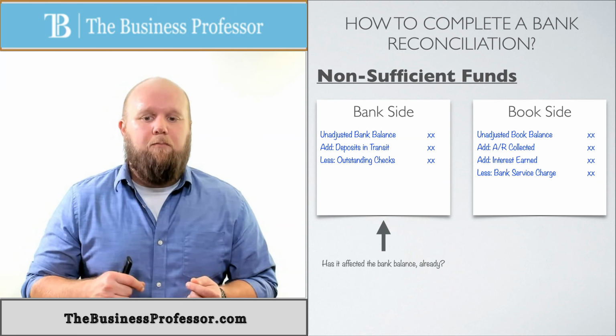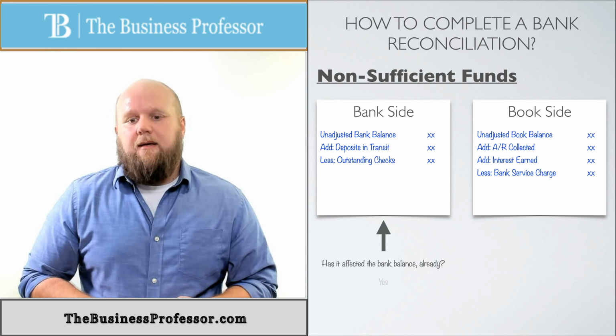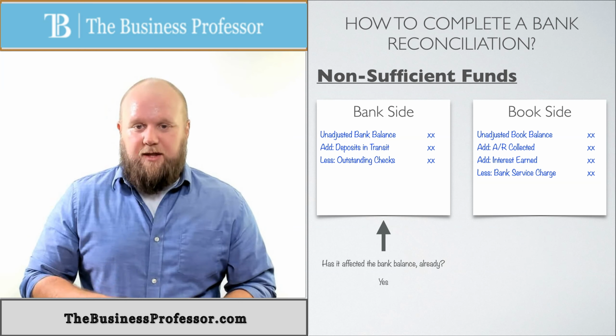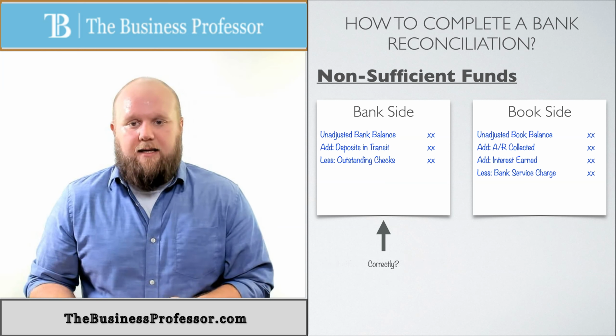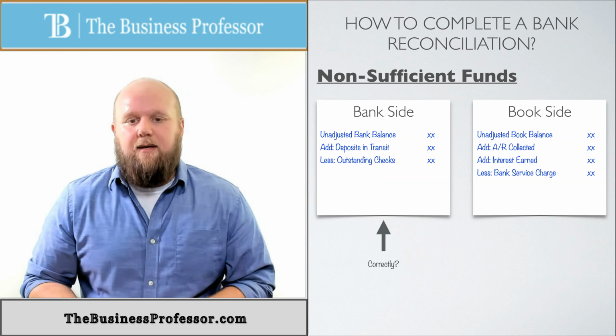All right, has it affected our bank balance already? Yes, because it's worth nothing and it did nothing to our bank balance. So it actually affected it correctly. It was worth 0 and it affected our bank side 0. So really our focus now turns back to the book side because we need to correct the mistake on the book side. So what do we need to do in order to match the bank balance? Well, we added it to begin with on the book side. So it's worth nothing on the bank, so we need to take it back out. So in order to do that, we're going to subtract the NSF check. So we'll say less NSF check for that amount.